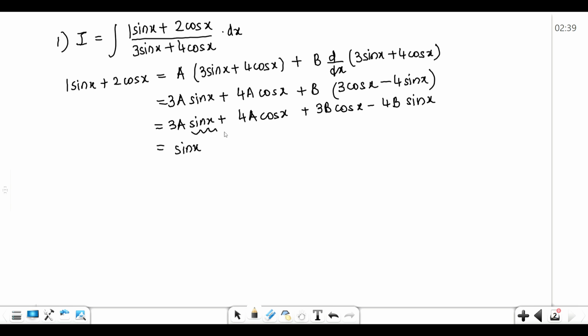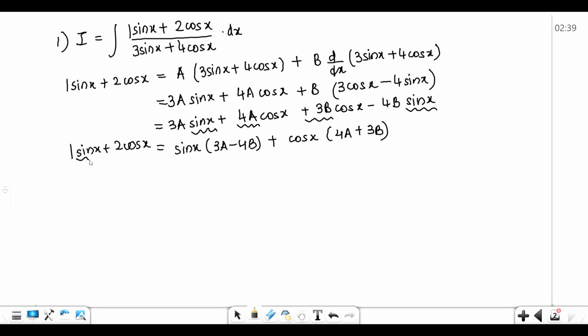Now collect the terms of sin x. We have sin x over here and sin x over here, so take the coefficients: we have 3a here and minus 4b here. And collect the terms of cos x. The coefficient of cos x is 4a plus 3b. And on the left side you have 1 sin x plus 2 cos x.